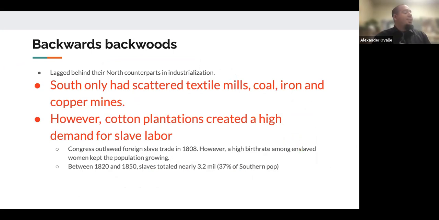Obviously the South, you may not remember from 8th grade, lagged behind the North in industrialization. The South had scattered textile mills, coal and iron and copper mines. Not a lot. However, cotton plantations created a high demand for slave labor, large fields of cotton.